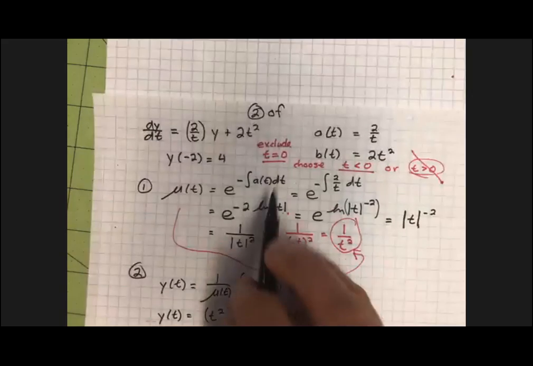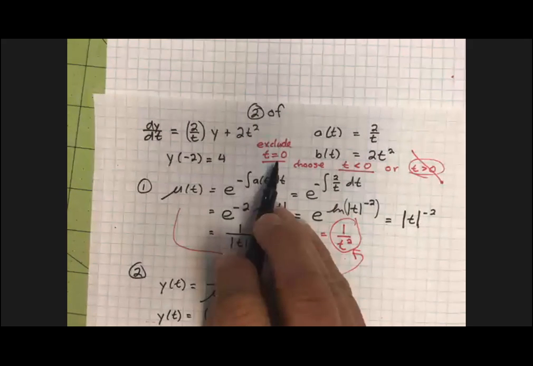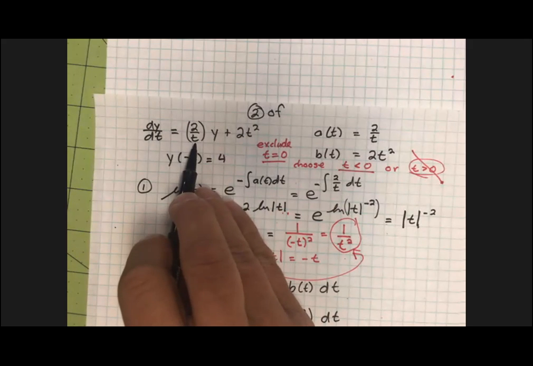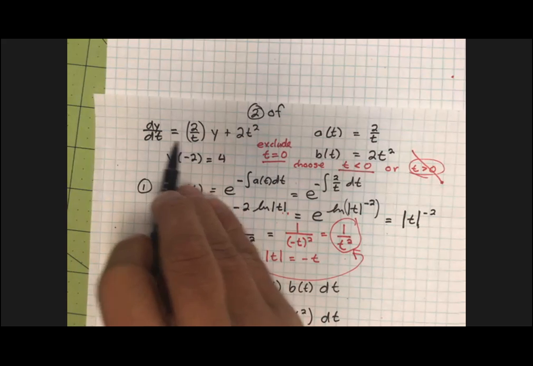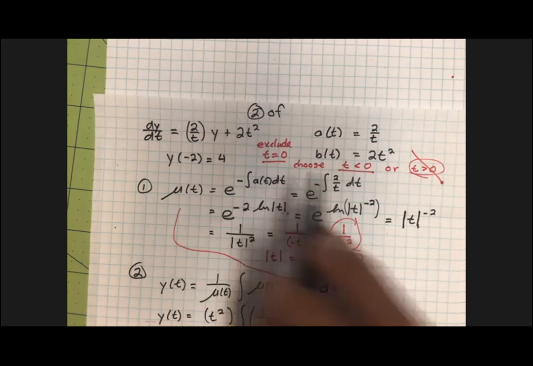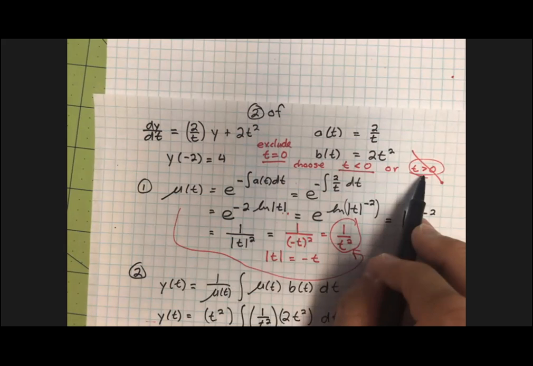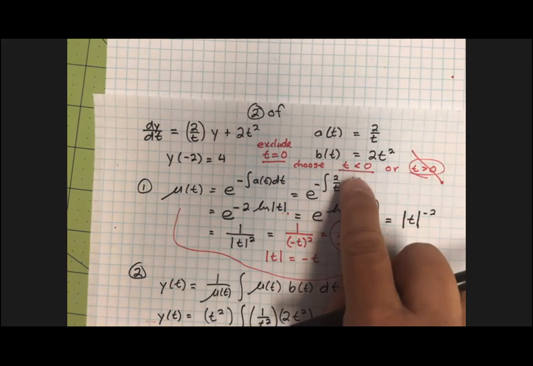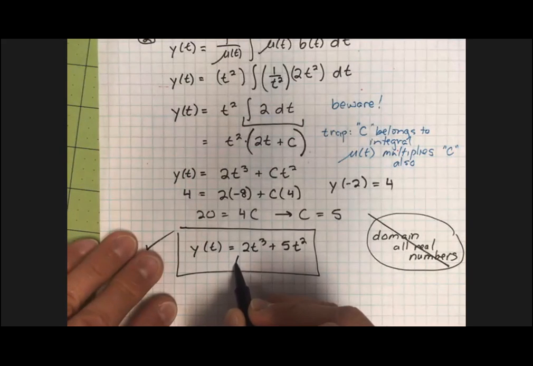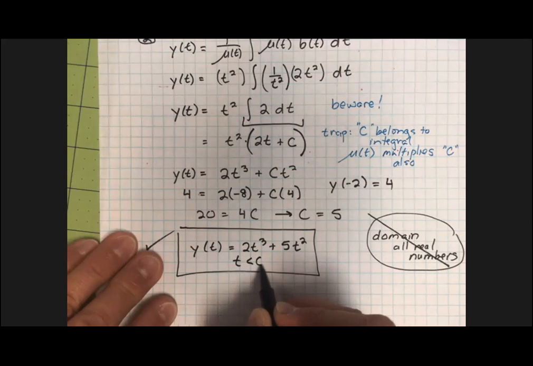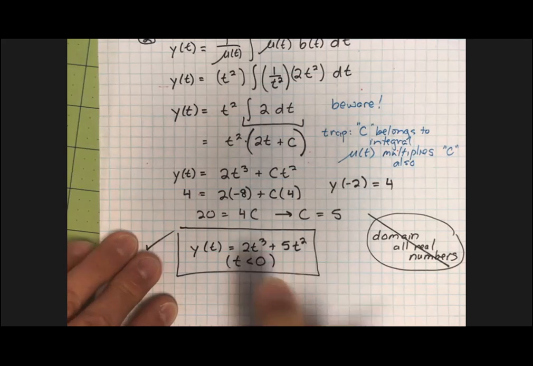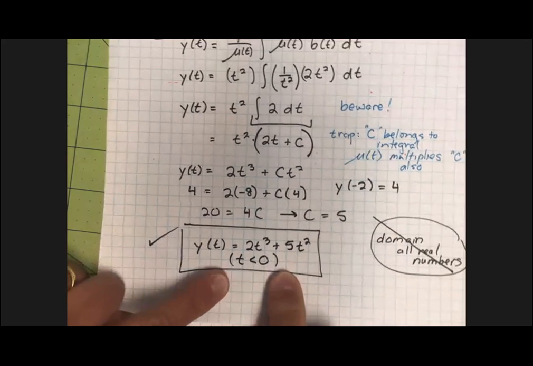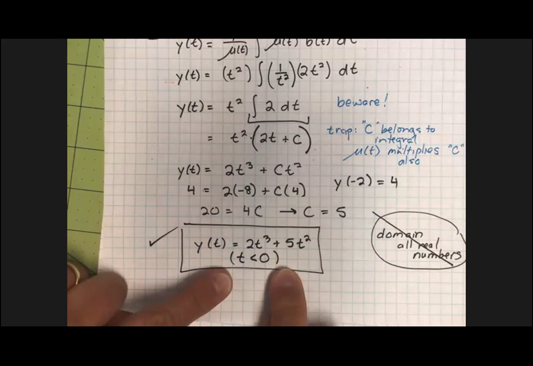Because at the very beginning, you had to exclude t equals 0. T equals 0 isn't even part of this problem. There is no problem if t is 0. And then you had to make this choice. So legally, the answer you built is only good for t less than 0. This is a completed answer. This is the correct and completed answer.